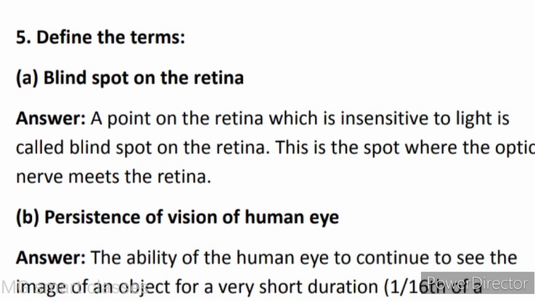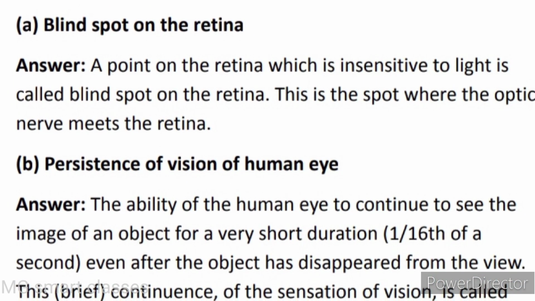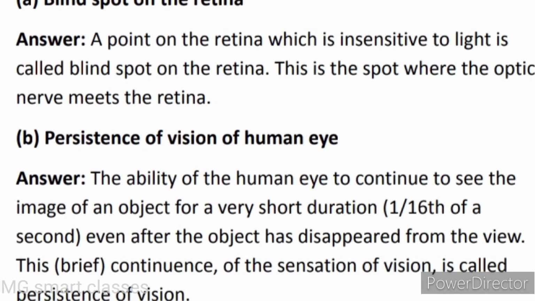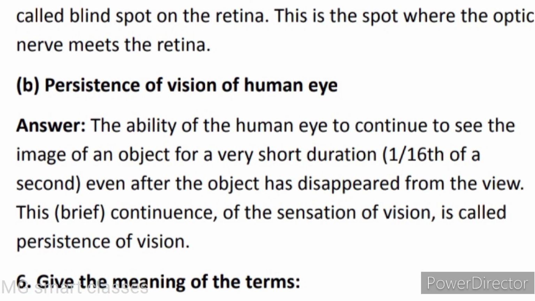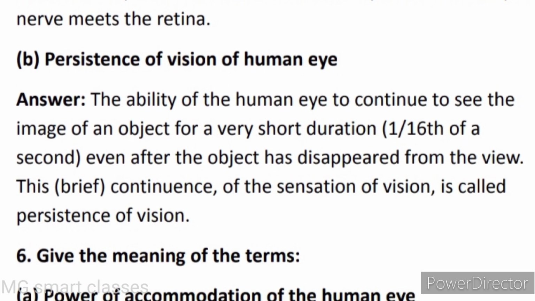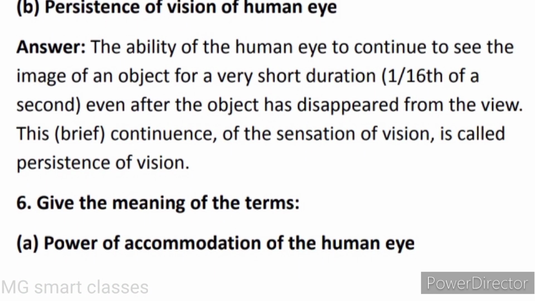B. Persistence of vision of human eye. The ability of the human eye to continue to see the image of an object for a very short duration, even after the object has disappeared from the view. This continuance of the sensation of vision is called persistence of vision.